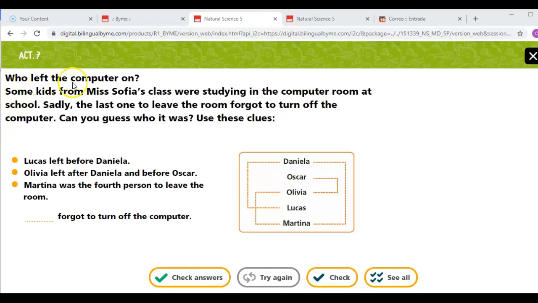Activity number 2, who left the computer on? Some kids from Miss Sophia's class were studying in the computer room at school. Sadly, the last one to leave the room forgot to turn off the computer. But can you guess who it was? Use the clues. Lucas left before Daniela. Olivia left after Daniela and before Oscar. Martina was the 4th person to leave the room. Who forgot to turn off the computer? Answer the question, please.